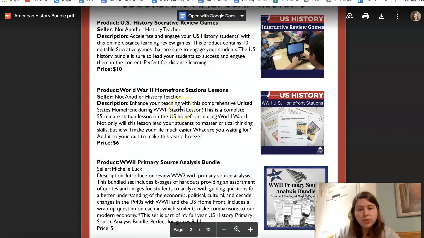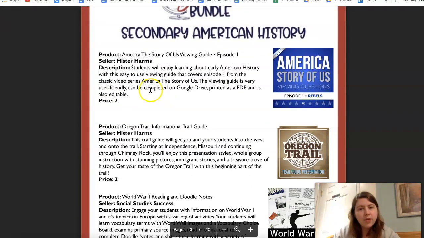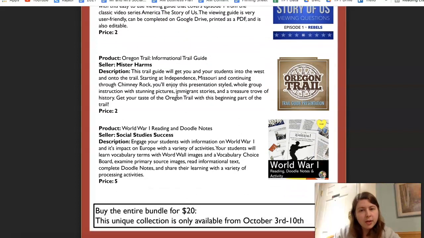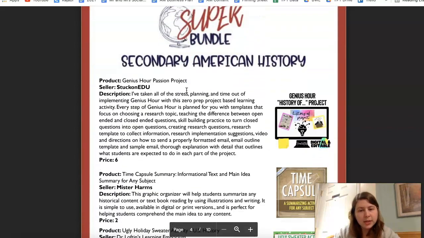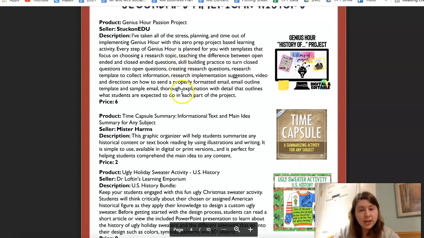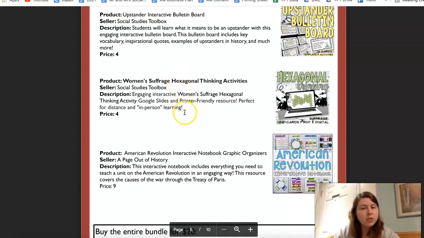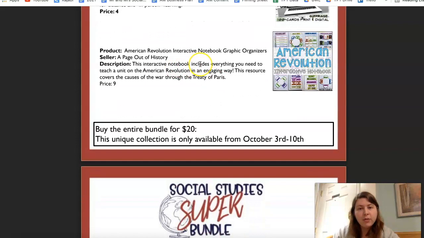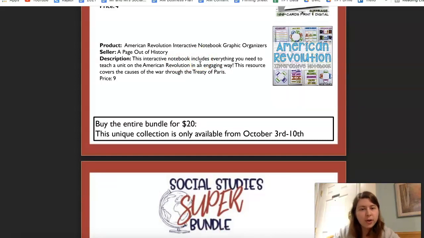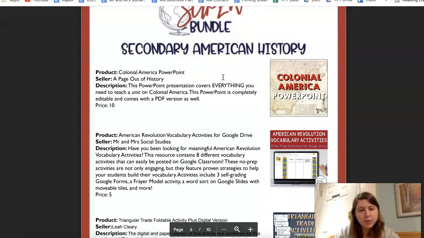We've got a World War II lesson here, actually another World War II lesson. We've got a Story of Us viewing guide, Oregon Trail Information Trail Guide, World War I resource again, also the Genius Hour and Time Capsule resources. So a few of these do repeat. A women's suffrage hexagonal thinking activity, very cool here. American Revolution Interactive Notebook, Graphic Organizer. We also included a Revolution resource to this bundle.